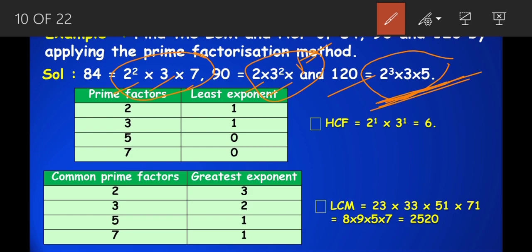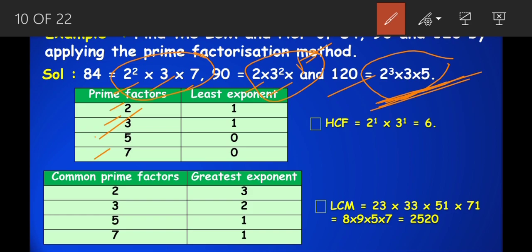So here, what are the factors occurring in all these 3 numbers? 2 is there, 3 is there. In the first number 84, 5 is not there. But in the second number 90 and 120, 5 is a factor. So 5 also we have to count. 7 also we have to count. So we have factors 2, 3, 5, 7.